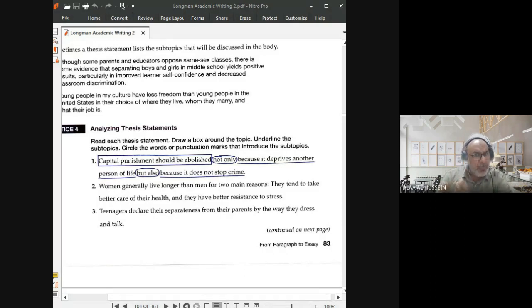And if we stop up to this point, we have a good thesis statement. Why? Who can tell me why? Capital punishment should be abolished. And that's it. Without telling our readers the rest of the sentence.